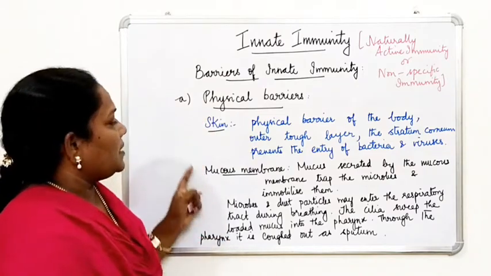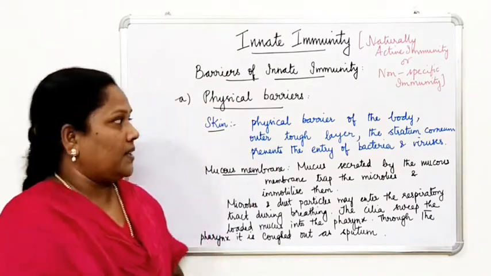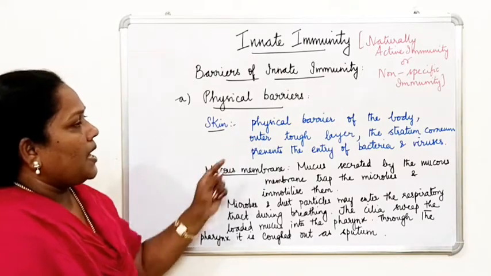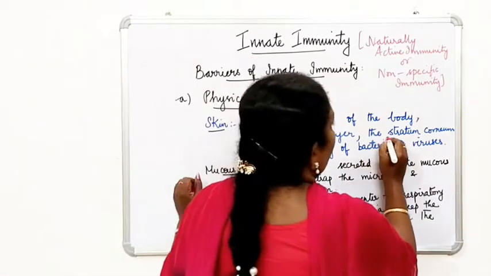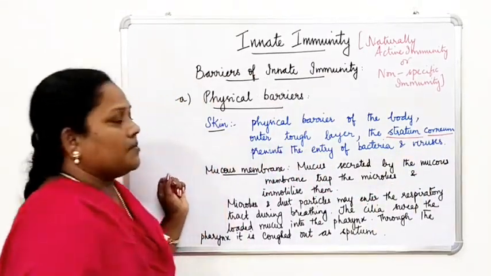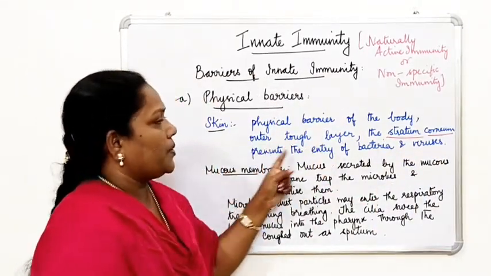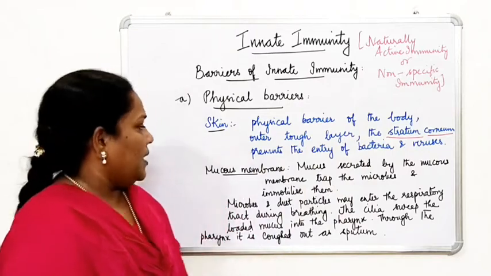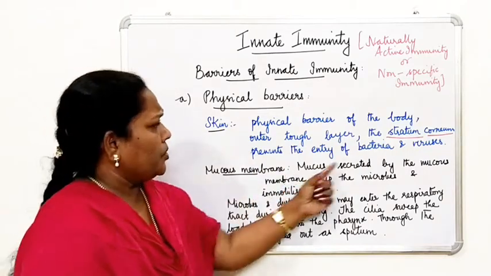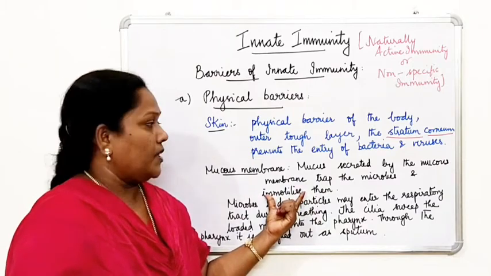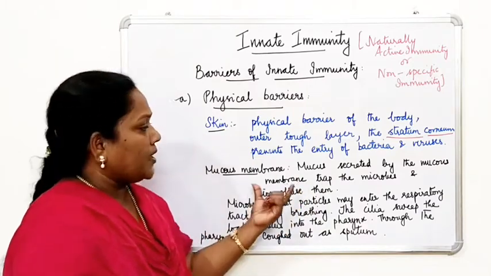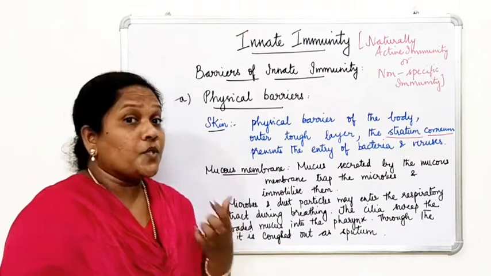Now we are going to move on to the physical barrier. Here skin and mucous membrane act as a physical barrier. The outer tough layer of the skin is called the stratum corneum. This stratum corneum prevents the entry of bacteria and viruses. And what about the mucous membrane? The mucus secreted by the mucous membrane traps the microbes and immobilizes them, so it doesn't allow the microbes to enter inside.